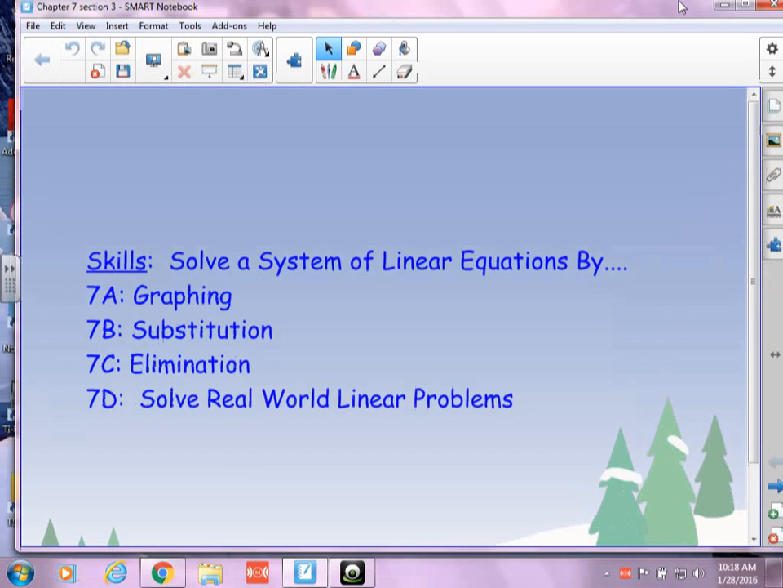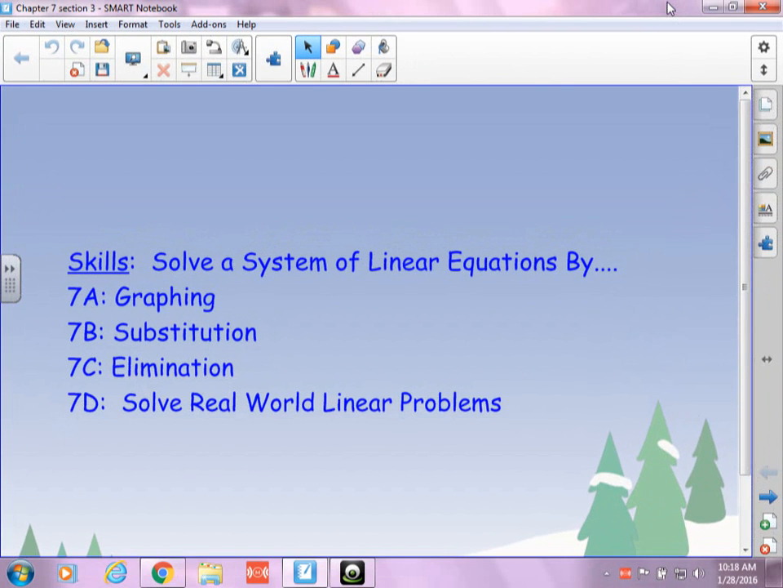All right, today what we're going to do is build on our tool belt. In our tool belt, we've got graphing and substitution, and again, I can have two equations and find out where they intersect using either graphing or substitution. Today we're going to do elimination.